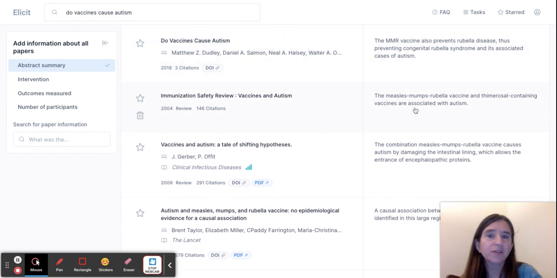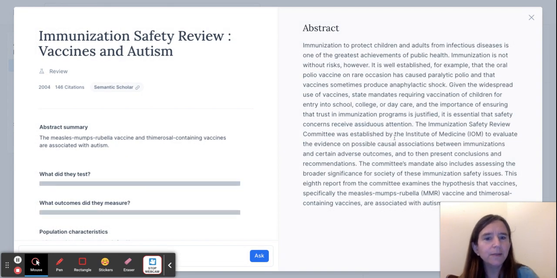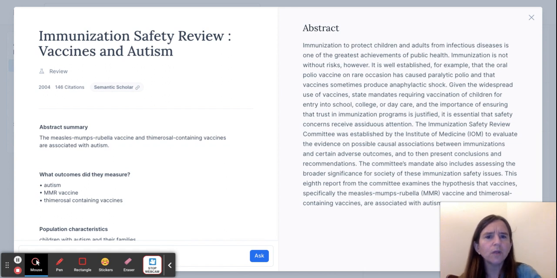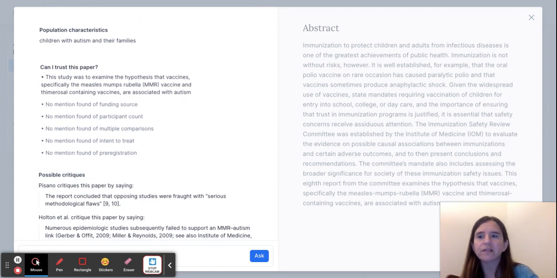So this third study, the summary is even worse because it suggests that certain vaccines are associated with autism. So that's surprising. So I'm going, oh, did this study actually find the opposite of what the other ones found? But if we look at the abstract, which fortunately comes up in Elicit as well, it doesn't say that. It says this 8th report examines the hypothesis that vaccines are associated with autism. So it doesn't make that claim that they are associated. So right away, that's quite a dangerous misrepresentation of this abstract.